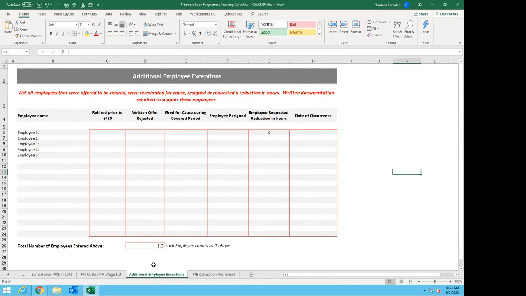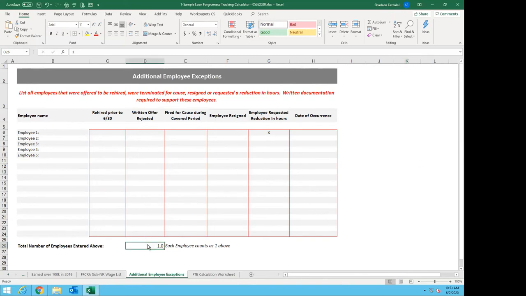And Doug briefly mentioned this here. If you have an employee that requested reduced hours during that 8-week period, maybe they had a child at home that was in school and they needed reduced hours to help with their education. Or if you offered an employee their job back and they rejected it, you can put in here each of the employees, and then you would mark up here the reason, and you want to make sure you have written documentation for this, if they'd ever come back and question it.